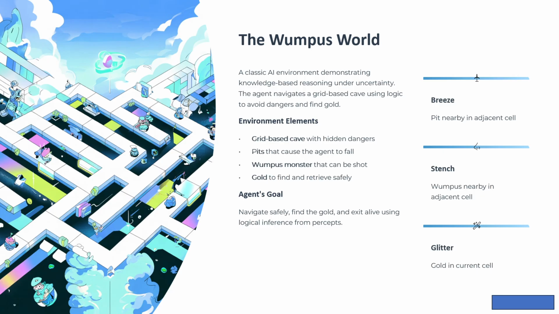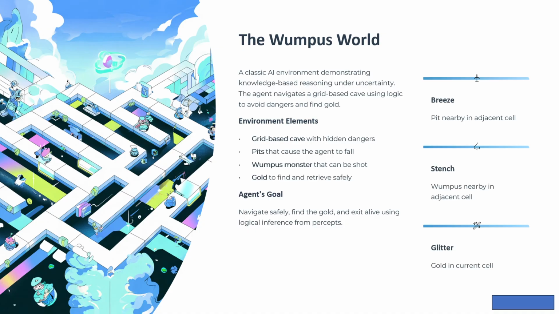The classical example for knowledge representation is called Wumpus World. Let's make it more interesting. Imagine a game-like environment called Wumpus World, a classic AI test bed. The agent moves through a grid-based cave. There are dangers like pits the agent can fall in, a monster called the Wumpus, and the goal is to find the gold.